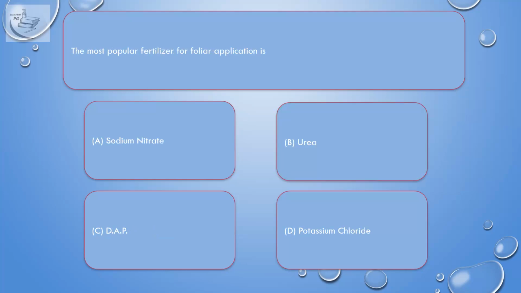Question: the most popular fertilizer for foliar application is A. Sodium nitrate. B. Urea. C. DAP. D. Potassium chloride. Correct answer is B. Urea.